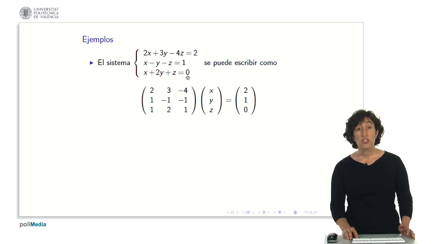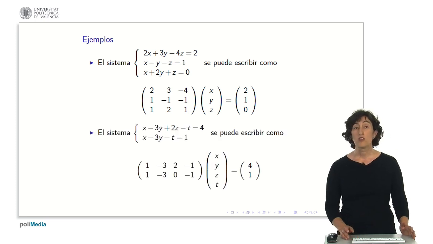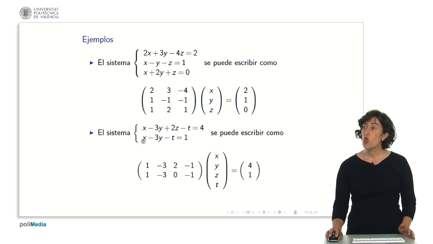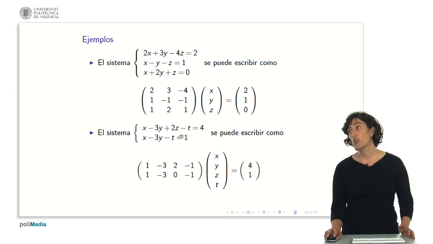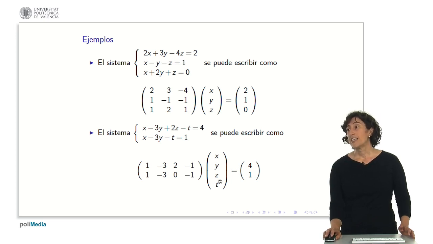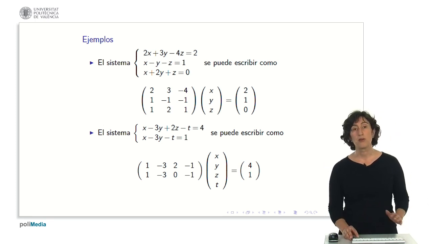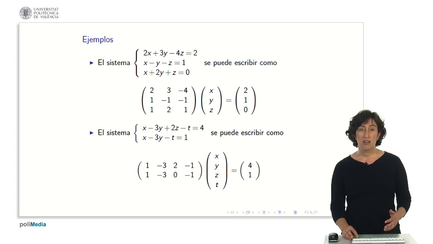Well, this matrix product equalized to this vector of independent terms results exactly in this system of equations. And as I said, this has the same number of equations as unknowns. But although it does not have it, it also admits a matrix expression. For example, here I have only 2 equations and 4 unknowns, x, y, z, and t. Well, I would write the same coefficients, 1, minus 3, 2, minus 1, 1, minus 3, 0, since here the z does not appear, minus 1, times x, y, z, t equals 4, 1, the independent terms. Whatever the size of the system, it can be expressed in matrix form, regardless of whether the number of unknowns coincides with the number of equations or not.